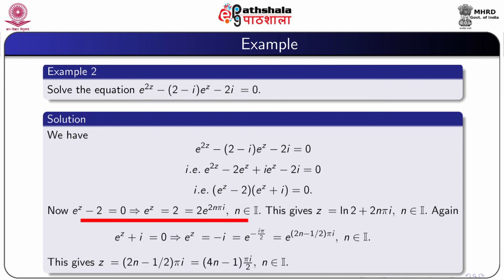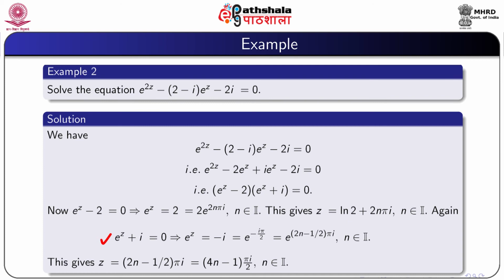Now, e to the power z minus 2 equal to 0 gives e to the power z equal to 2 into e to the power 2nπi, where n is any integer. So, from this we get z equal to log 2 plus 2nπi, where n belongs to I.